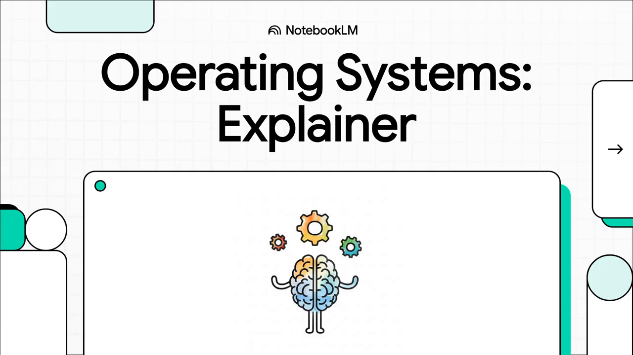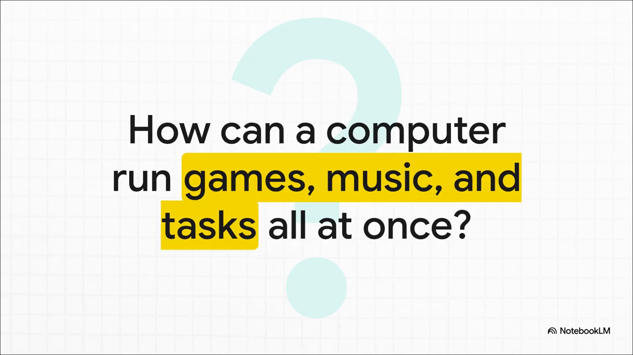Okay, let's get into it. I mean, just think about it for a second. Your computer has a finite amount of power, a finite amount of memory, and yet it's juggling all of this stuff at once without just collapsing into a pile of digital dust. How does it do that? It really feels like magic, but it's not.